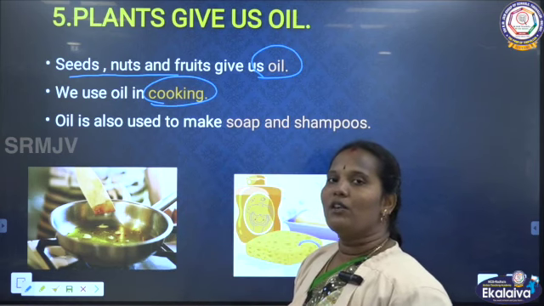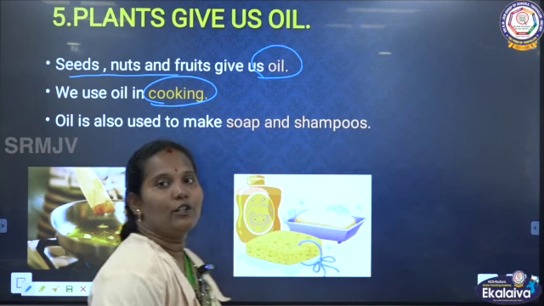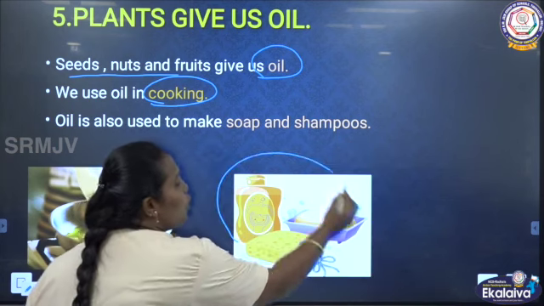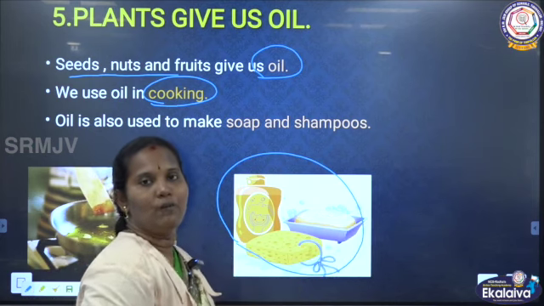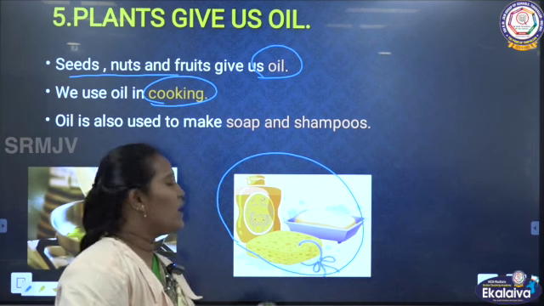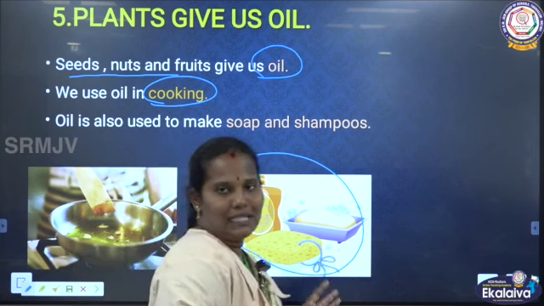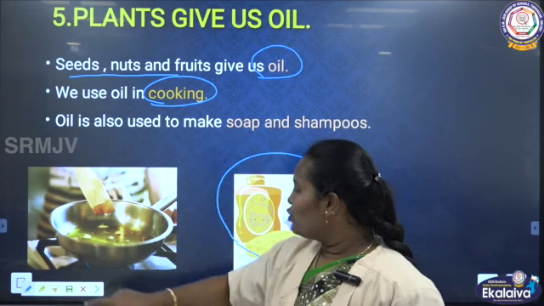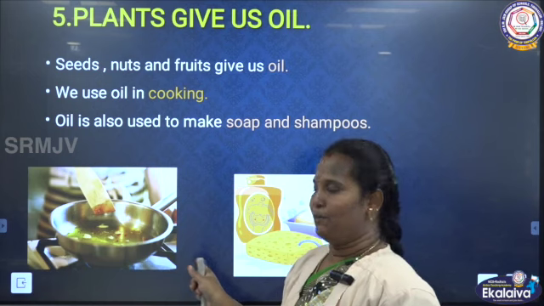Now, in cooking we are using groundnut oil, sesame oil, sunflower oil, like that. Apart from this, these oils are used in our soaps and shampoos. We are using soaps and shampoos. The soaps and shampoos are made from this oil. So, plants give us oil. This oil is used for cooking as well as making soaps and shampoos.